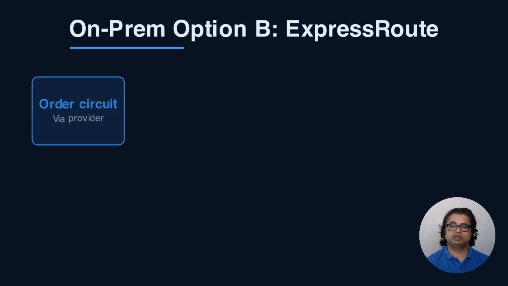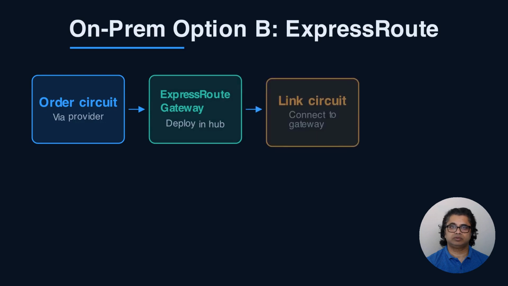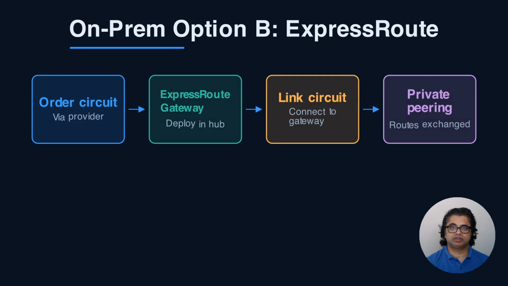Option B is ExpressRoute. Instead of a tunnel over the internet, you order a private circuit from a connectivity provider that lands at a Microsoft peering location. In the hub, you deploy an ExpressRoute gateway, create the circuit, then link them. Traffic never touches the public internet, so you get consistent low latency, higher bandwidth from 50 megabits up to 100 gigabits, and an availability-backed service level agreement.